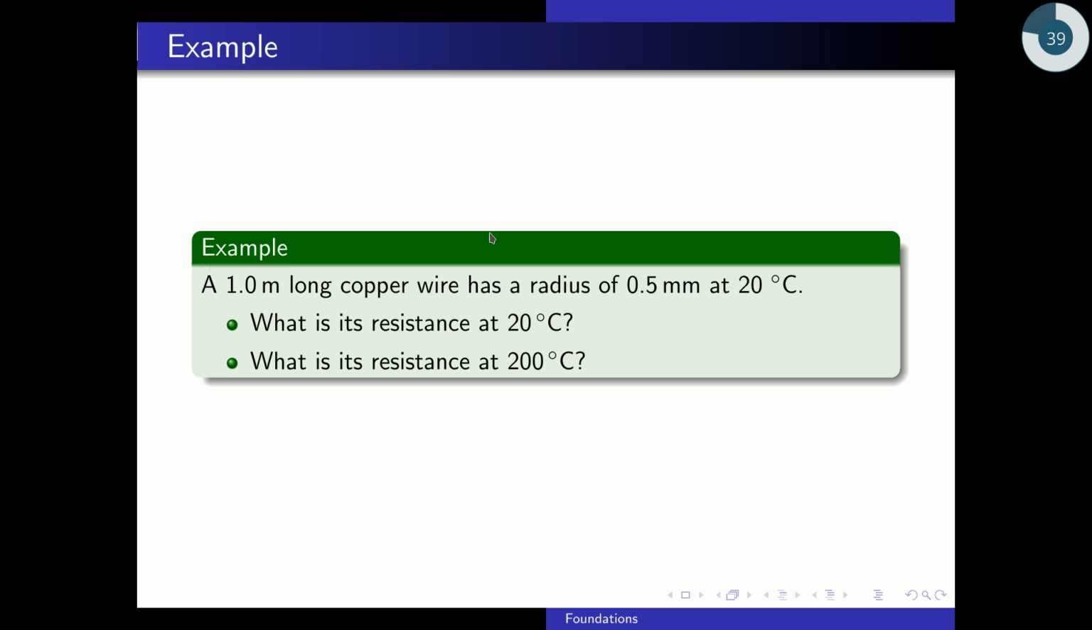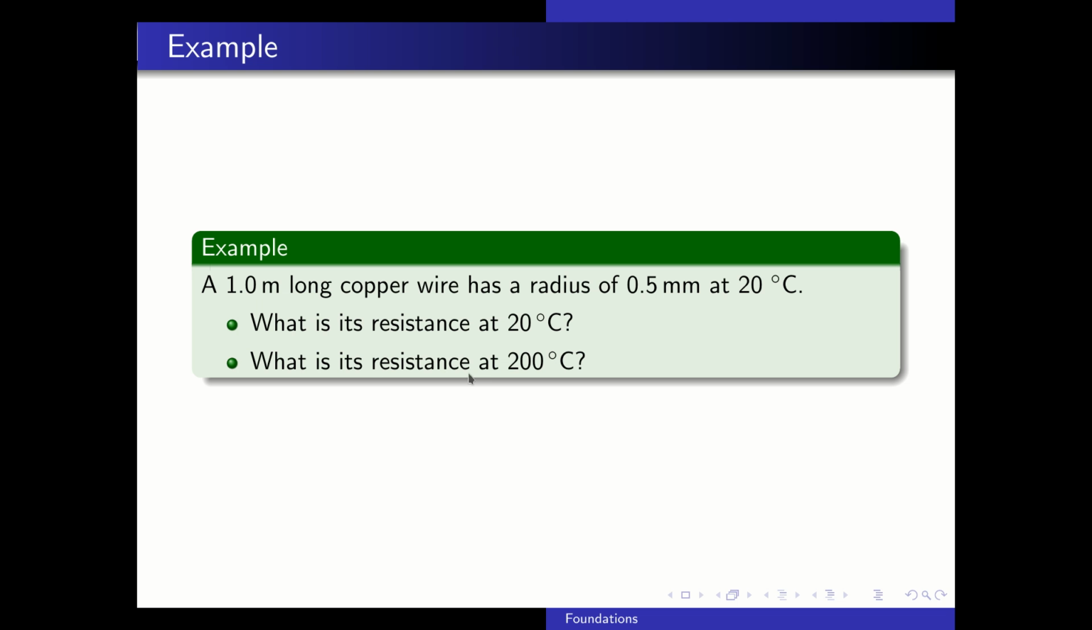So let's take a case here where we have a 1 meter long copper wire with a radius of a half a millimeter at 20 degrees Celsius. And we want to know what's the resistance at 20 degrees Celsius, what's the resistance at 200 degrees Celsius. All right, you can go and you can calculate the actual resistance of that wire with those dimensions on your own. We've done that before. That part is old news at this point.